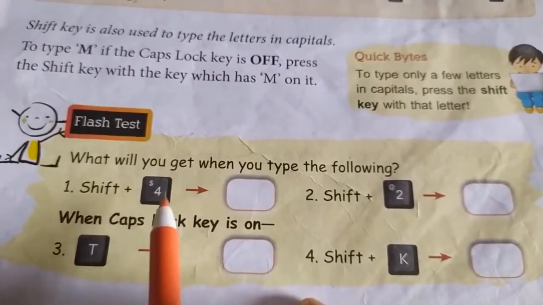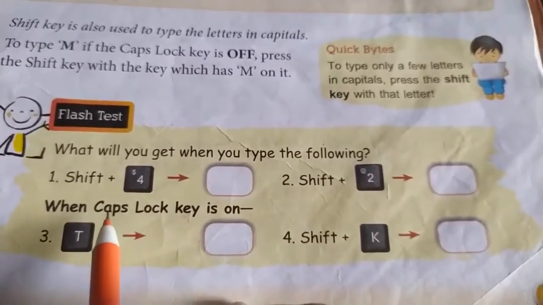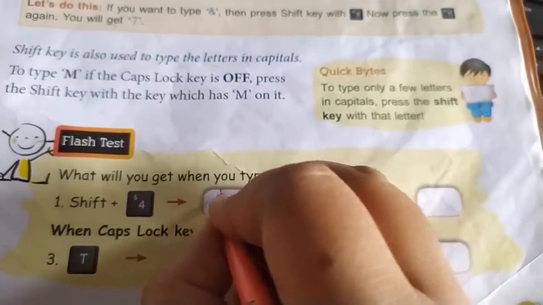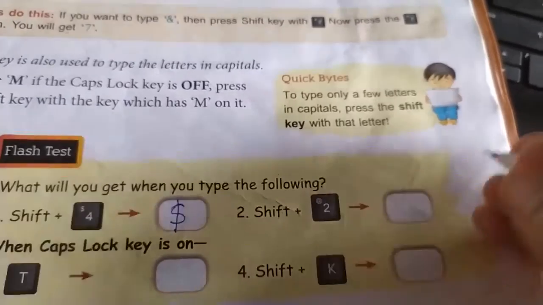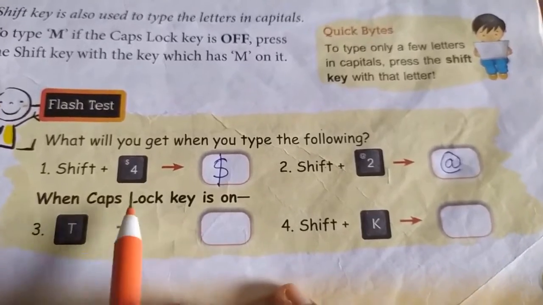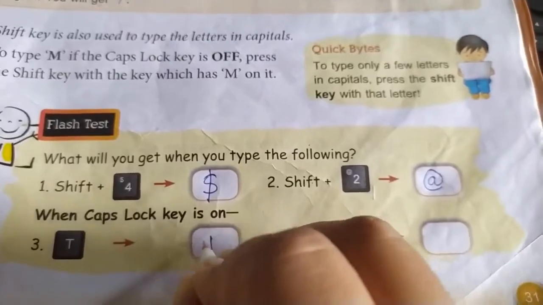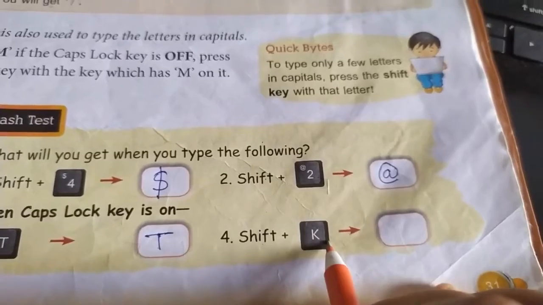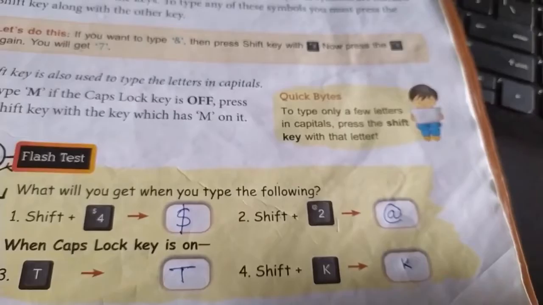Now there is one flash test. What will you get when you type the following? Shift plus 4. You will get this sign $. Shift plus 2. You will get this sign @. When caps lock key is on, this will give this, and shift plus K will give small letter k.